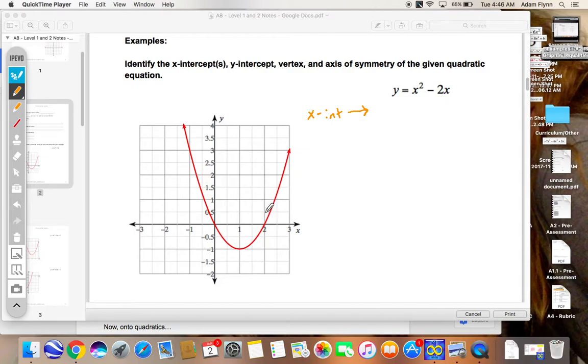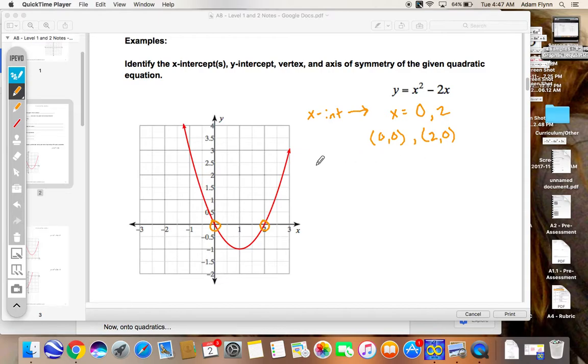Okay, so I know an x-intercept is where this function crosses the x-axis. So that's at this point right here and this point right here. It crosses at 0 and it crosses at 2. If you'd also like to put the actual ordered pair for each coordinate, so 0, 0, and 2, 0, that's fine too, either or.